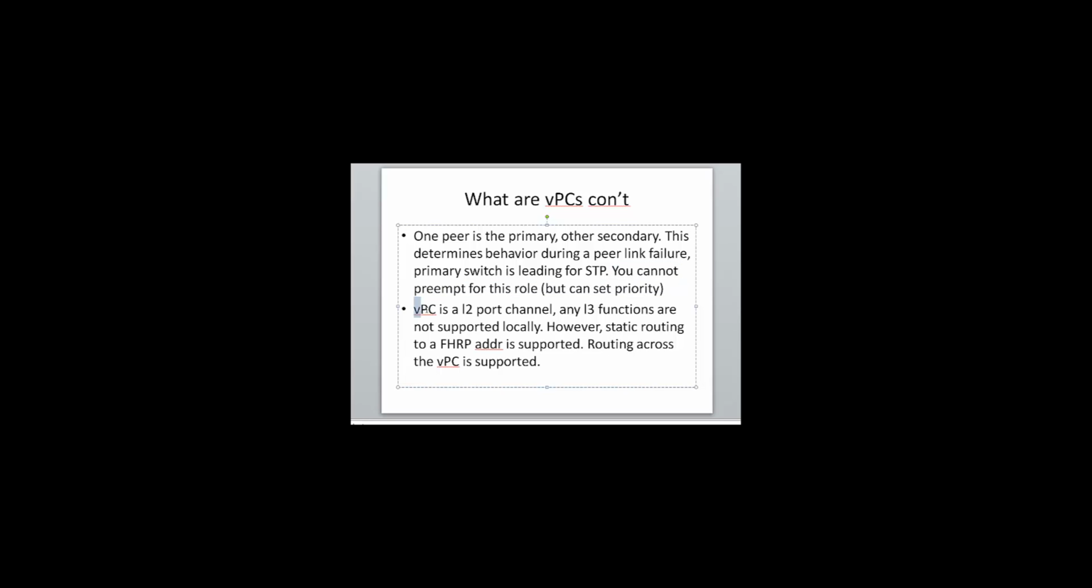Also wanted to note that the VPC is a layer 2 port channel, so any layer 3 functions are not supported locally. But as I mentioned with your first hop redundancy protocol, it's supported. You could do that, and you can also route traffic between the VPCs as well.